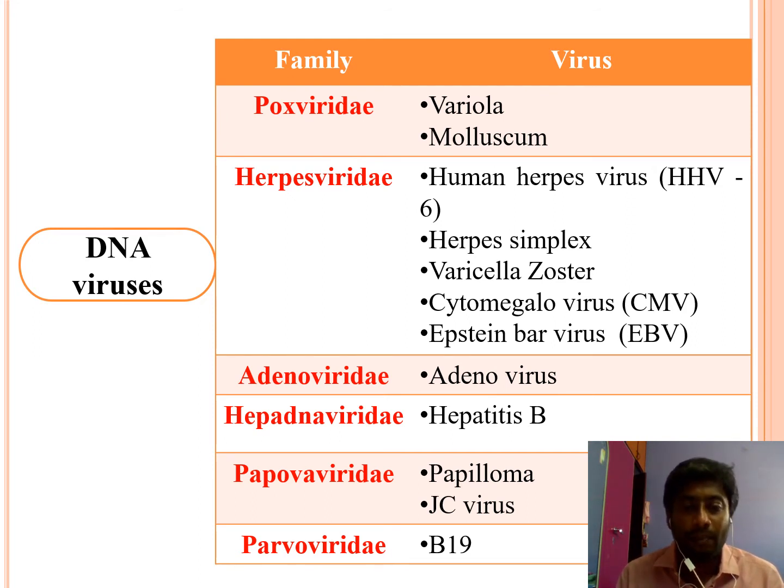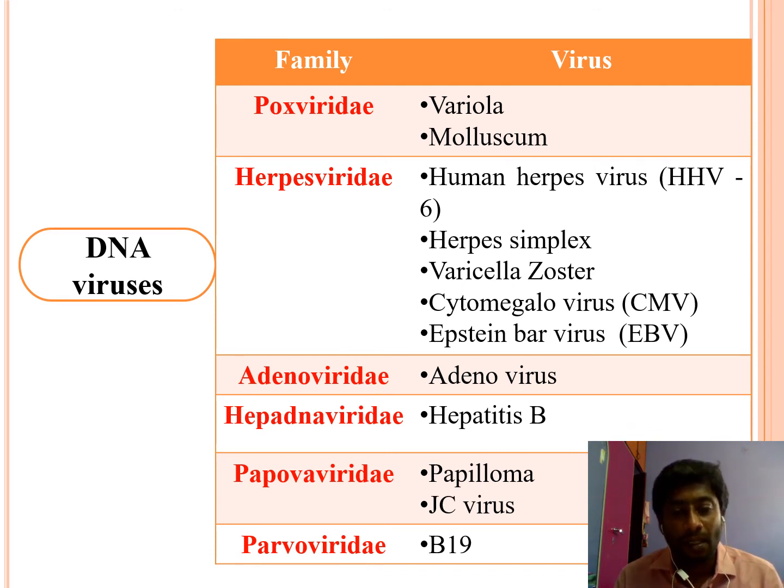Then the fourth one is hepatitis virus, hepatitis B virus. We have different types of hepatitis virus: hepatitis A, B, C, D and E. Among these, the only virus which has DNA as genetic material is hepatitis B. All the other hepatitis viruses have RNA as the genetic material.